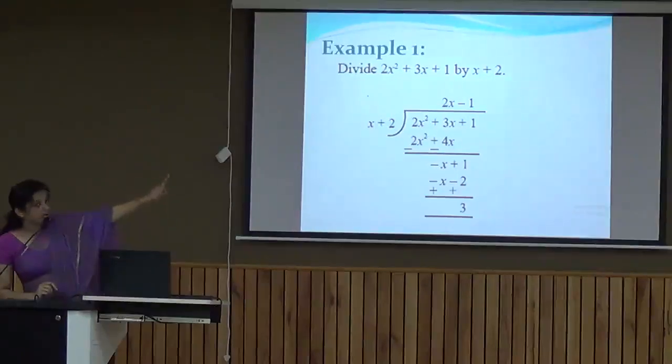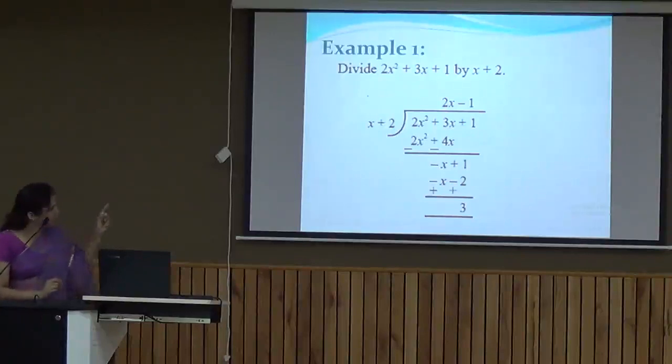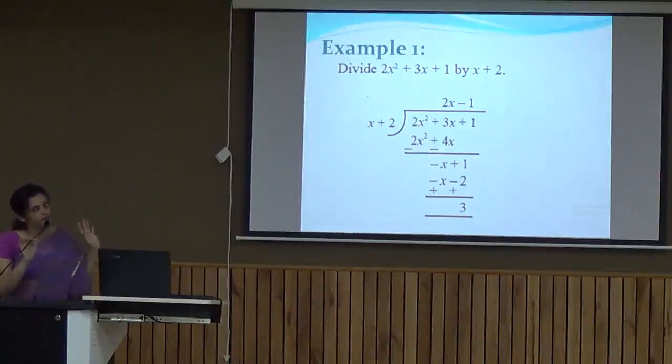Look at this. The first term of the divisor, x. What do I need to do to x so that it becomes 2x²? Yes, you got that right. I need to multiply by 2x. So I multiply the entire divisor by 2x. So x into 2x gives me 2x² and 2 into 2x gives me 4x. Then we subtract as usual and you get 3x − 4x = −x, and +1 comes down, and we get −x + 1.